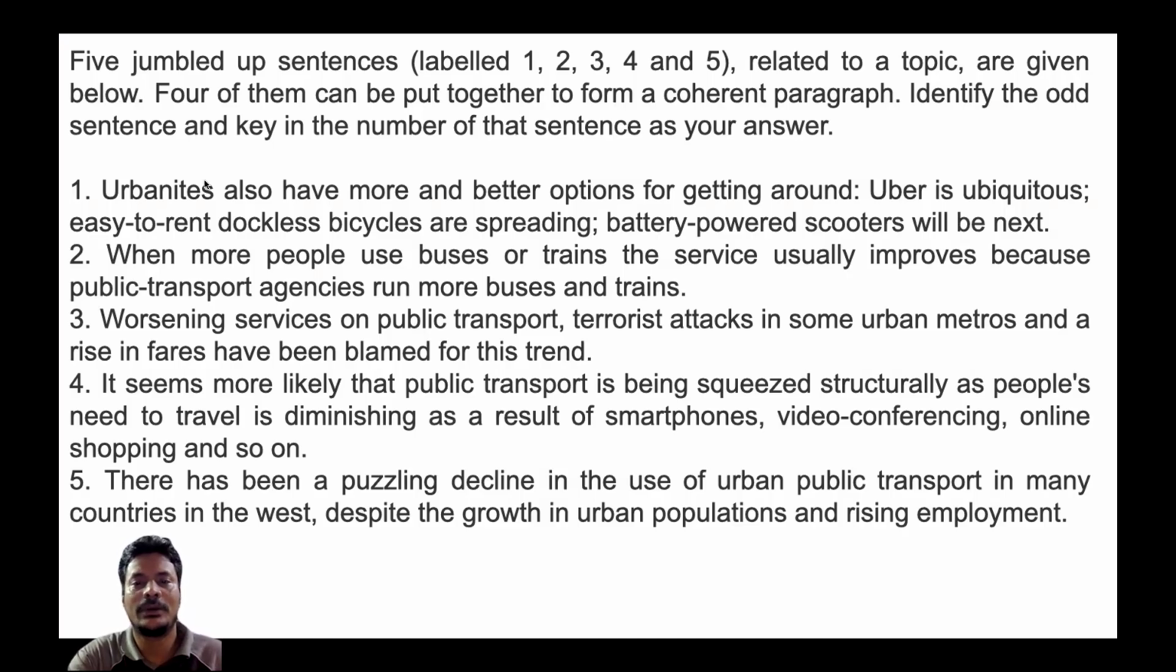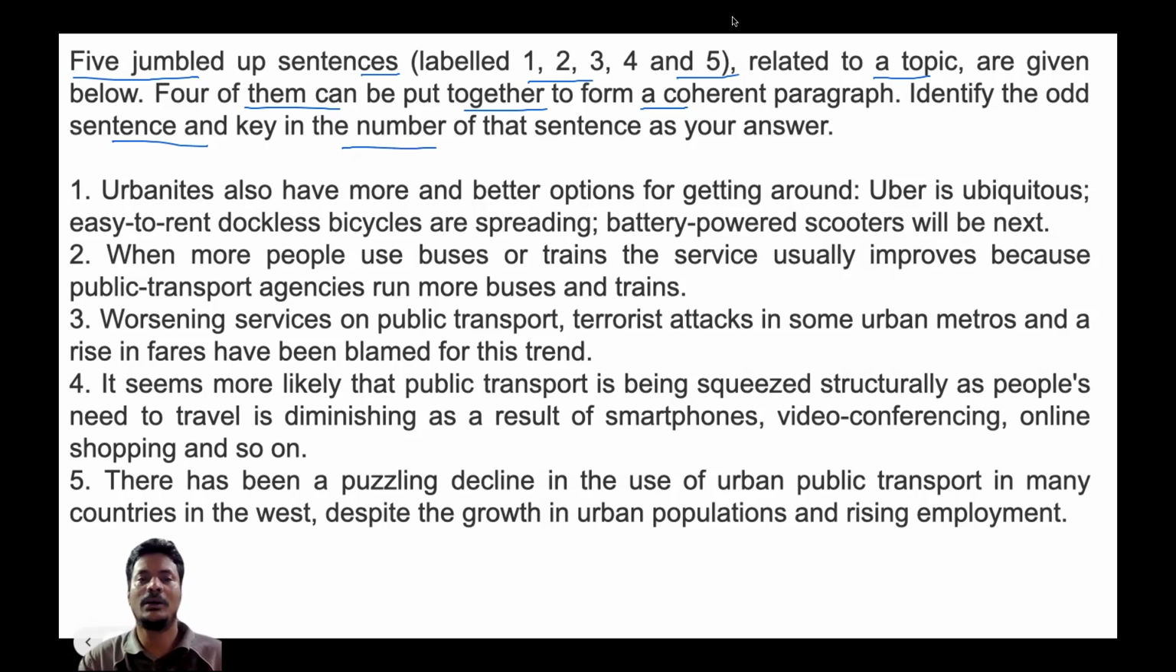So look at that text. What does the text try to tell us here? The direction points out that five jumbled up sentences labeled 1, 2, 3, 4, and 5 related to a topic are given below. Four of them can be put together to form a coherent paragraph. We need to identify the odd sentence and key in the number of that sentence as your answer.